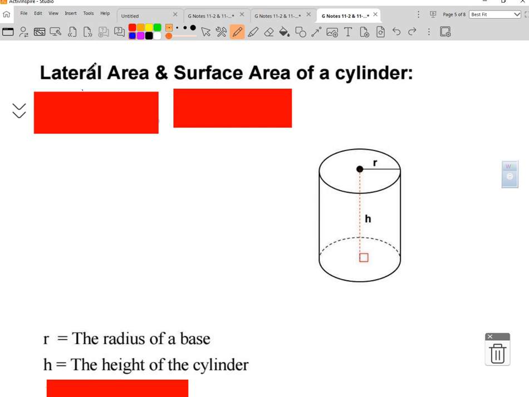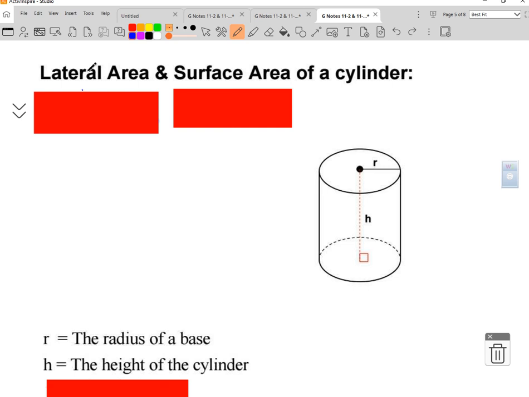Lateral area. So, lateral area of a cylinder is this curved surface, right? If we're finding the lateral area, we want the area of that curved surface. It's actually just a rectangle. We don't know the length and width of this rectangle. What we can use is the circumference.